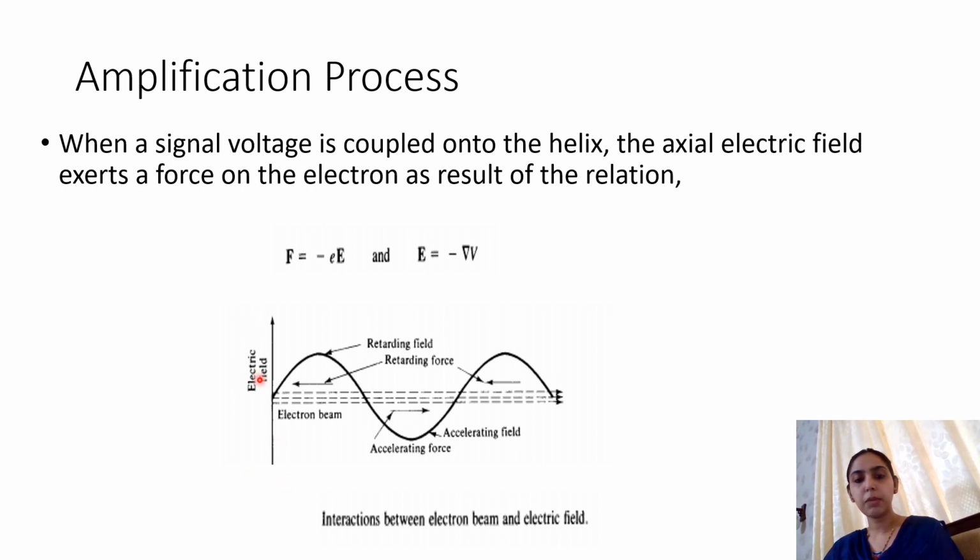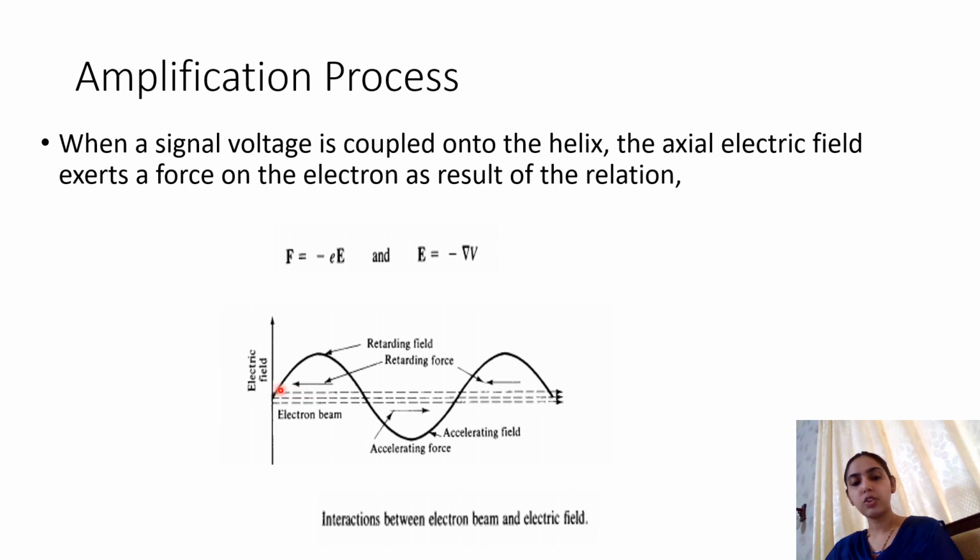Now this is a schematic representation of the interaction between electron beam and electric field. This is the axial electric field induced and this is the electron beam. Now there is a retarding field and an accelerating field shown. So those electrons which are entering at the 0 point of the helical wave structure are not subjected to any type of velocity modulation, or their velocity remains unchanged.